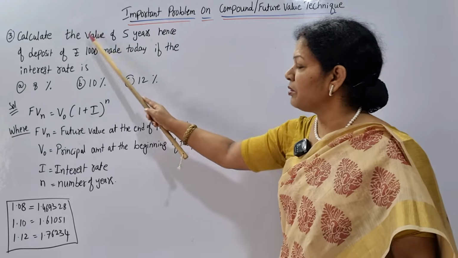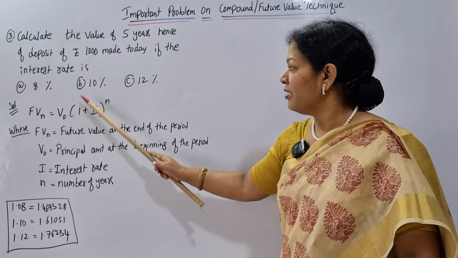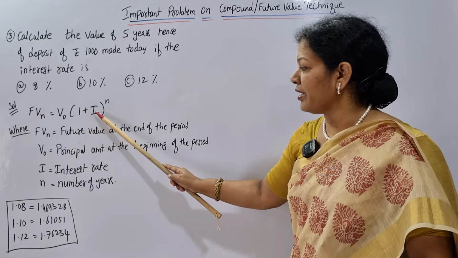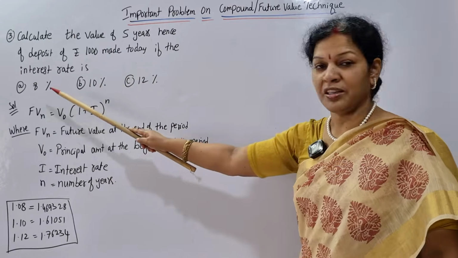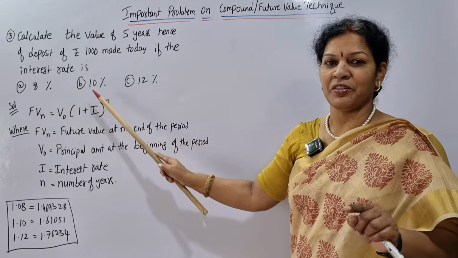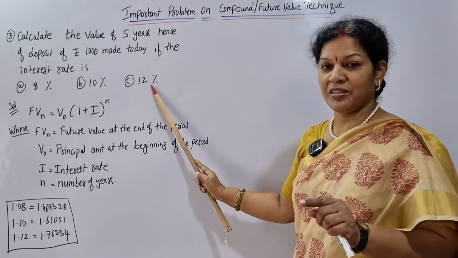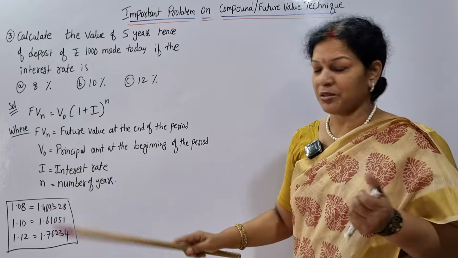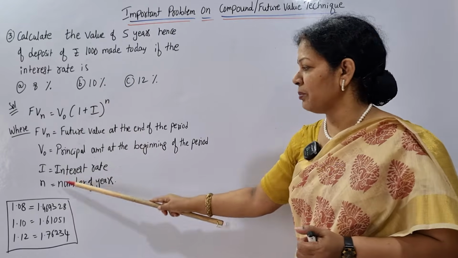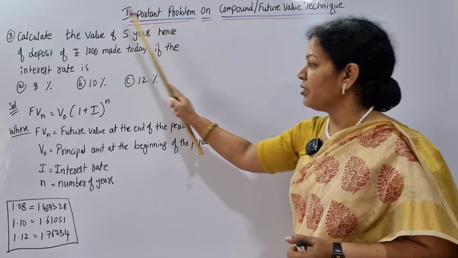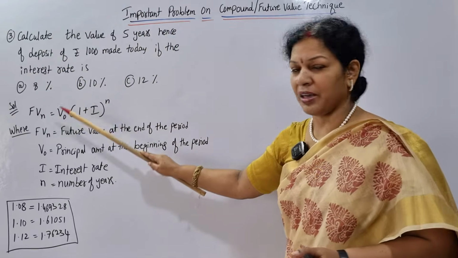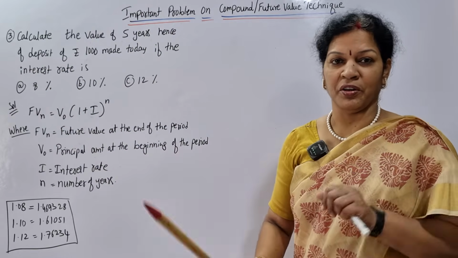What is the principal amount? 1000. And r is the interest rate. If you are going for option 1, 8%; second option, 10%; third option, 12%. It varies. And n is the number of years. So the problem is given like this. I have written the formula and also the abbreviations of the formula.